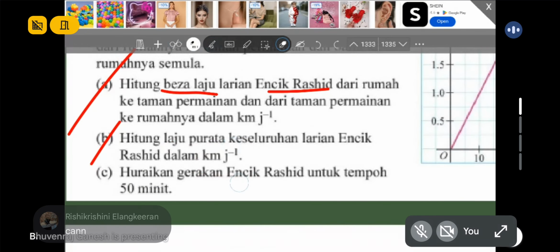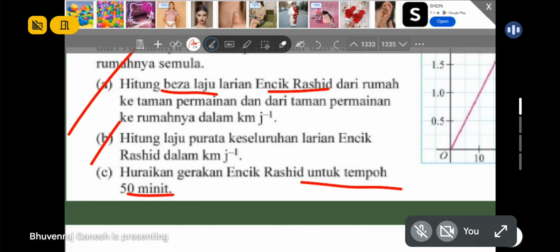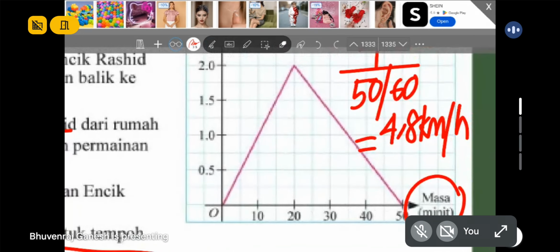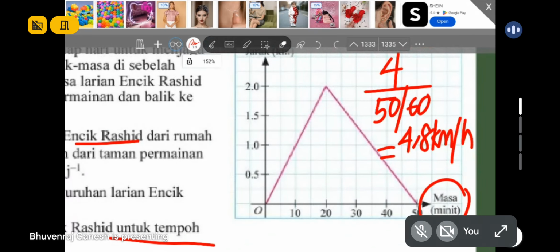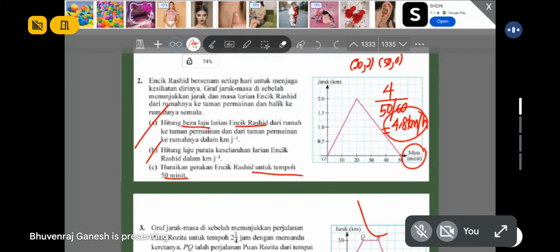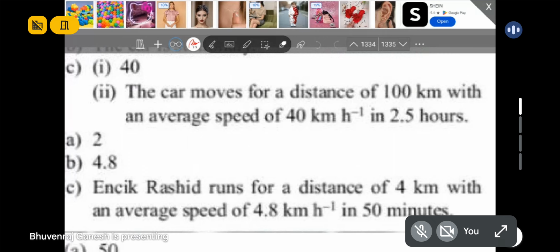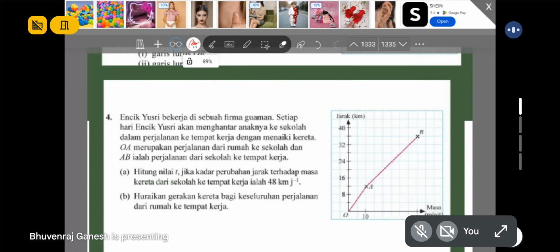Okay, and then they ask you what is the, describe. You need to describe for 50 minutes. So in total, you'd say distance is 4, time 50 minutes, average speed 4.8. That's all. Settle. You already did describe. Can you see? Bagi tahu jarak, bagi tahu laju purata, bagi tahu masa. Okay, simple, right? Okay, next one.